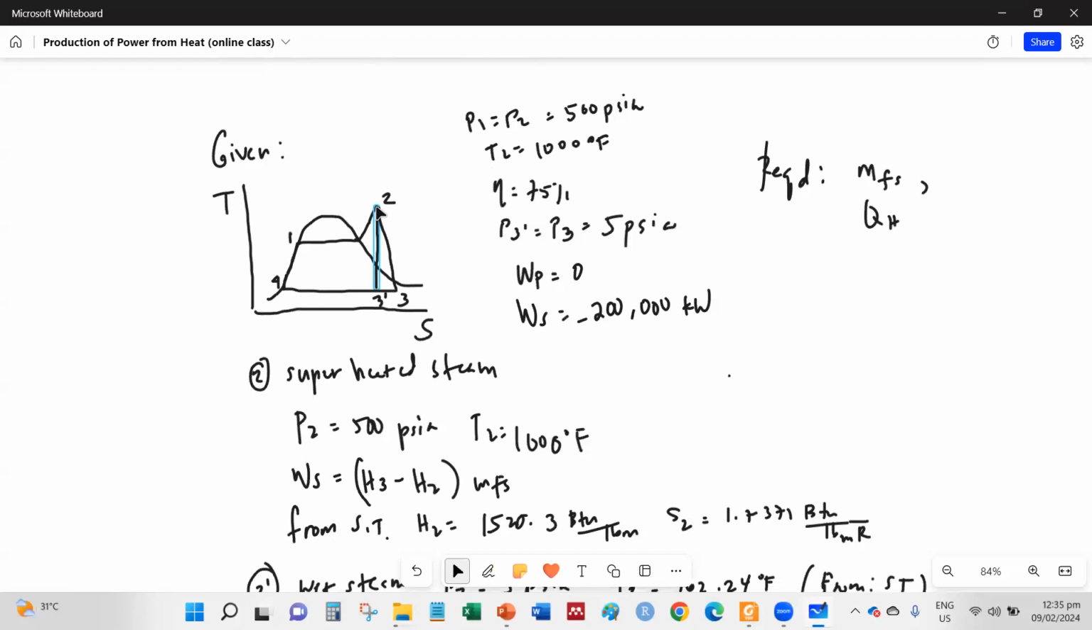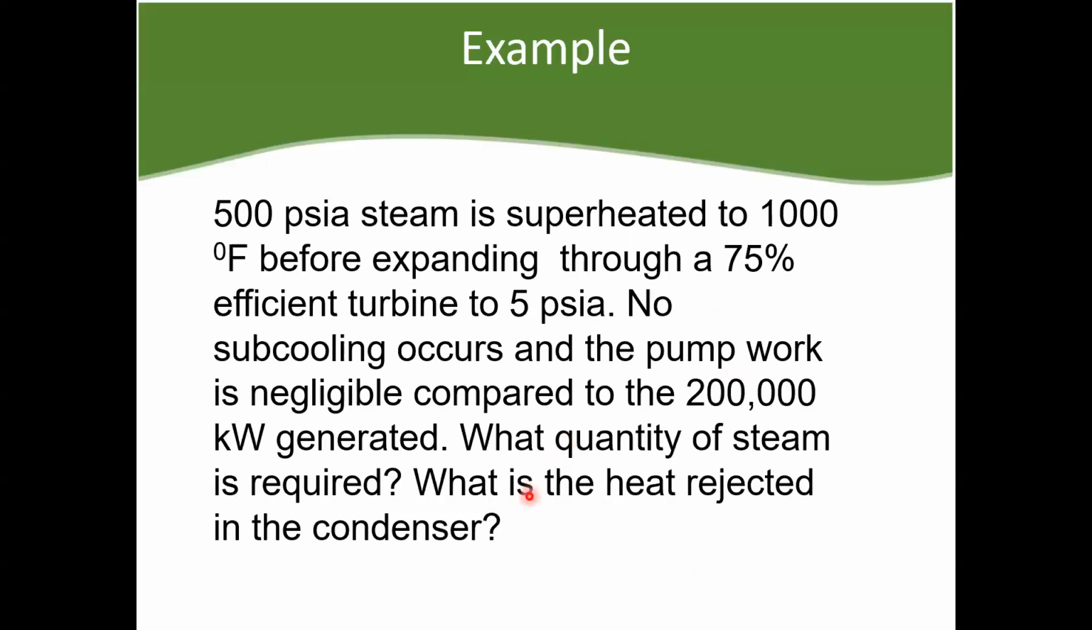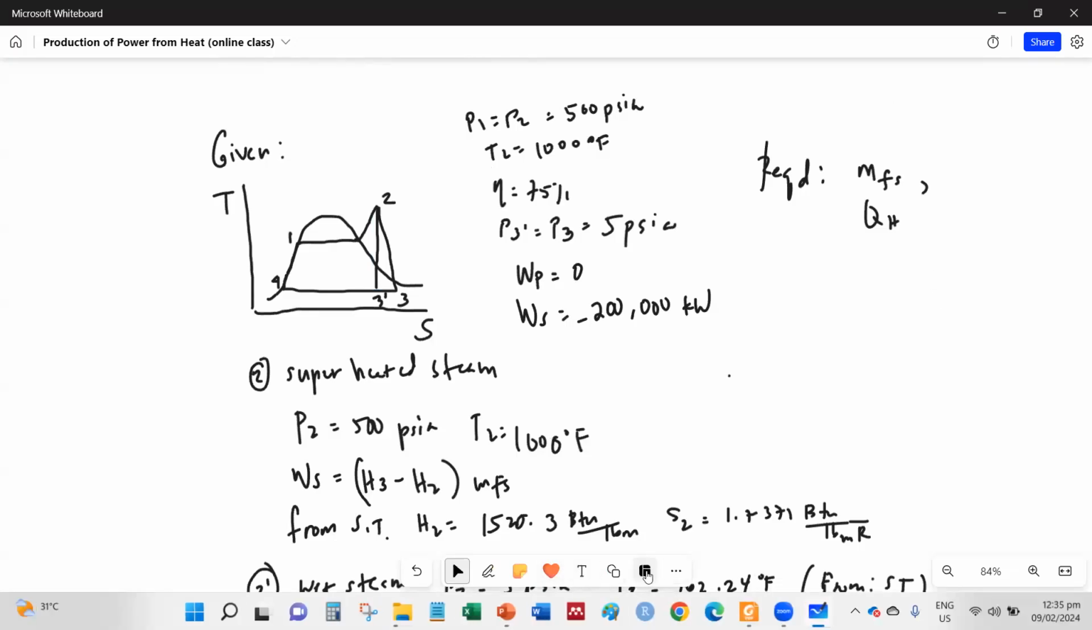H2 minus H. Heat absorbed. Ano ba? QH. Parang may mali. Oh no. The heat rejected in the condenser, not QH, but rather QC. It's QC, not QH. So let's delete na lang to and put here QC.